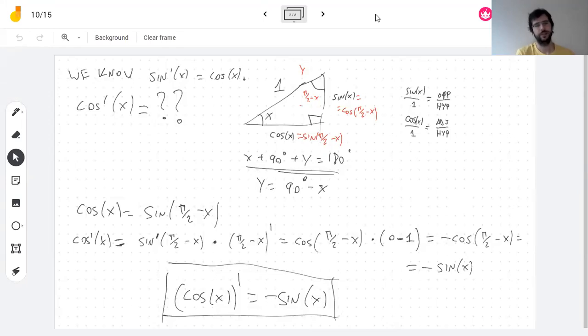But are we gonna have to prove that cosine x prime equals that? Are we gonna have to do this on the homework or the final? No, because that would be stupidly easy. I mean, in the homework, you can use your notes. And I'm not gonna give you a homework problem that is, look at this line and copy it.